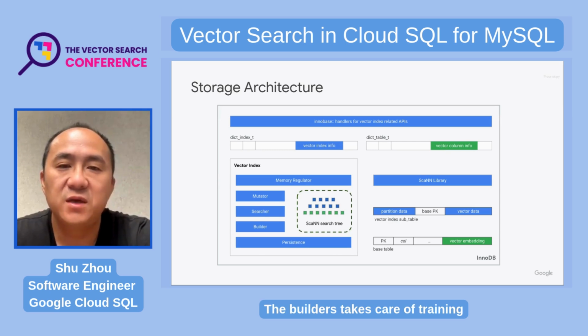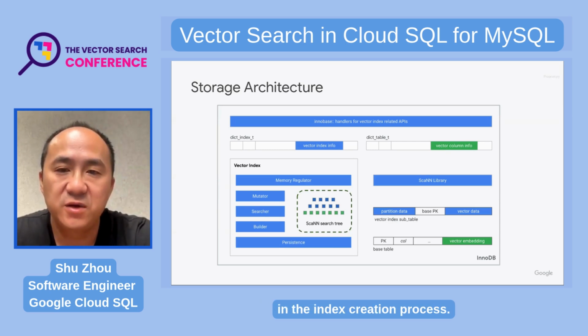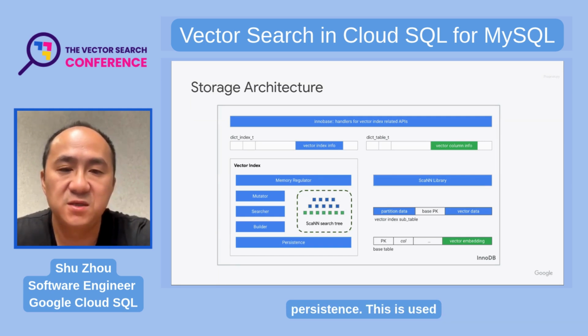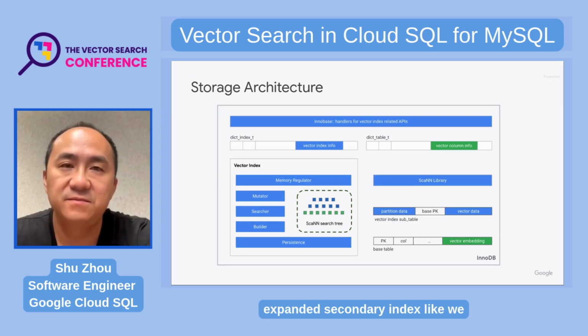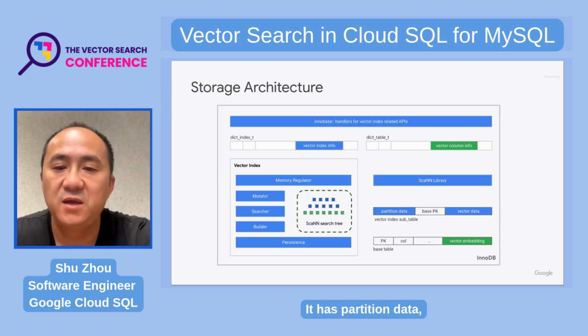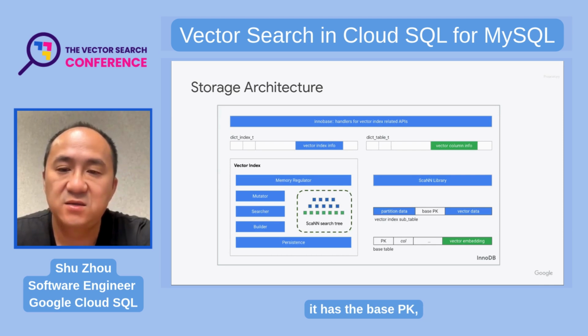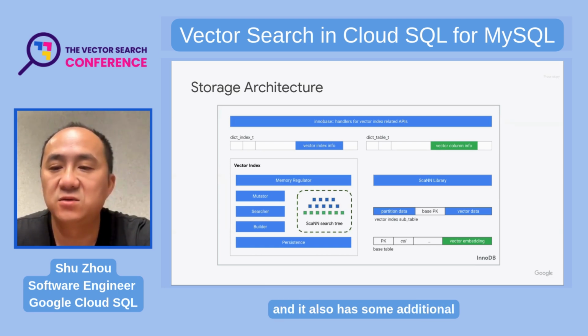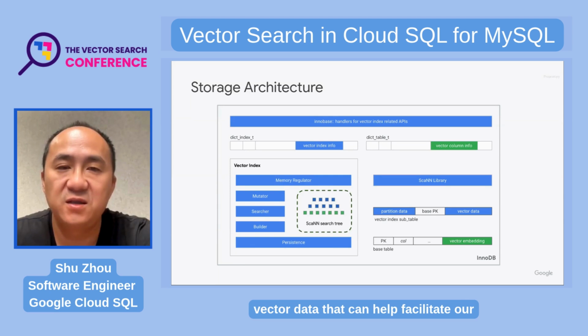The builder takes care of the training and index creation process. There is a shared component called persistence. This is used to persist any changes from any component down to the subtable that we just discussed. So this subtable looks like an expanded secondary index like we just talked about. It has partition data, it has the base PK, and it also has some additional vector data that can help facilitate our searches.